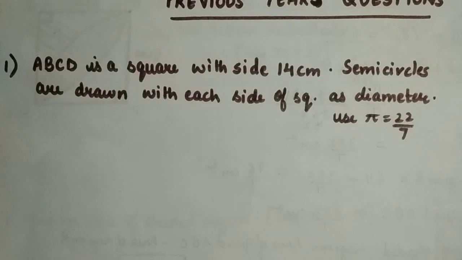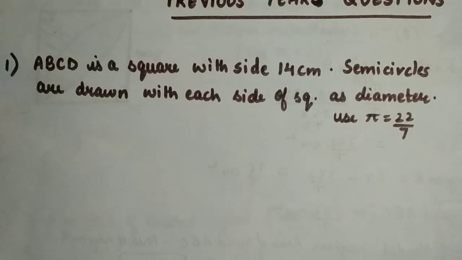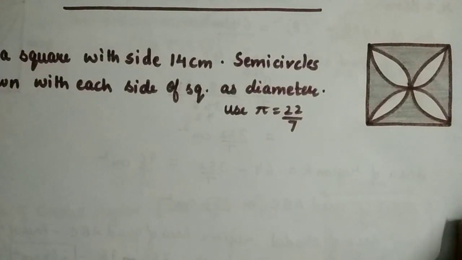Hello everyone. In this video we are going to discuss previous year's questions of chapter 12, areas related to circles. So let us start. See the first question. It is given that ABCD is a square with side 14 cm. Semicircles are drawn with each side of the square as the diameter. We have to find the area of the shaded region.